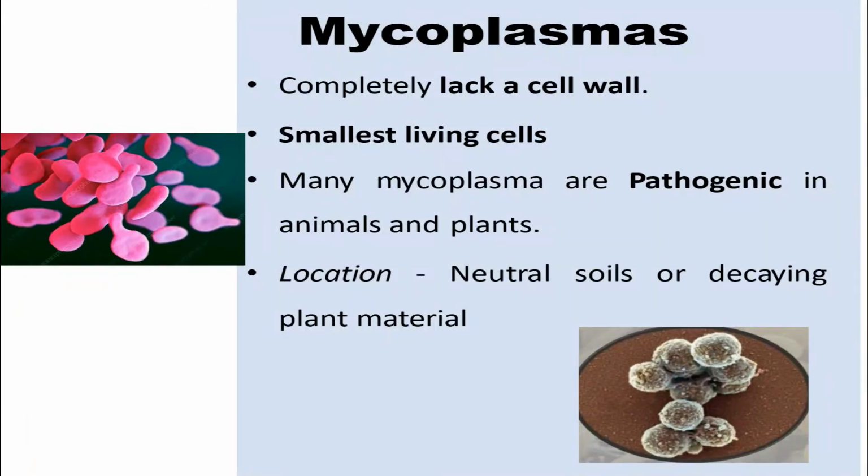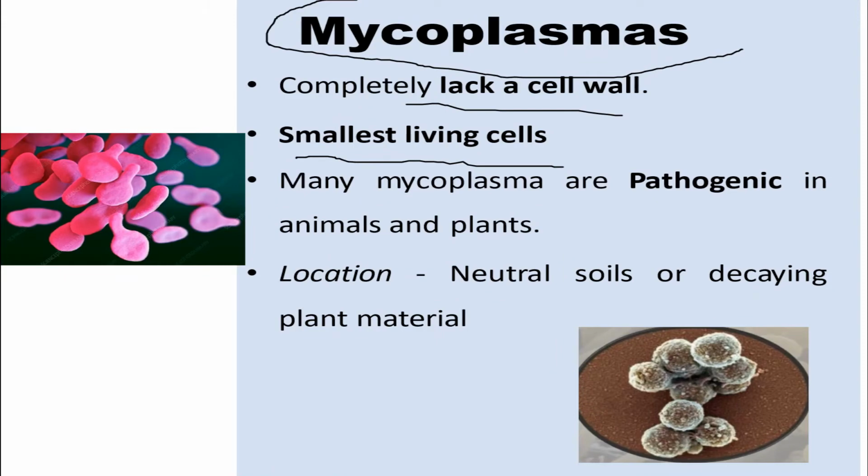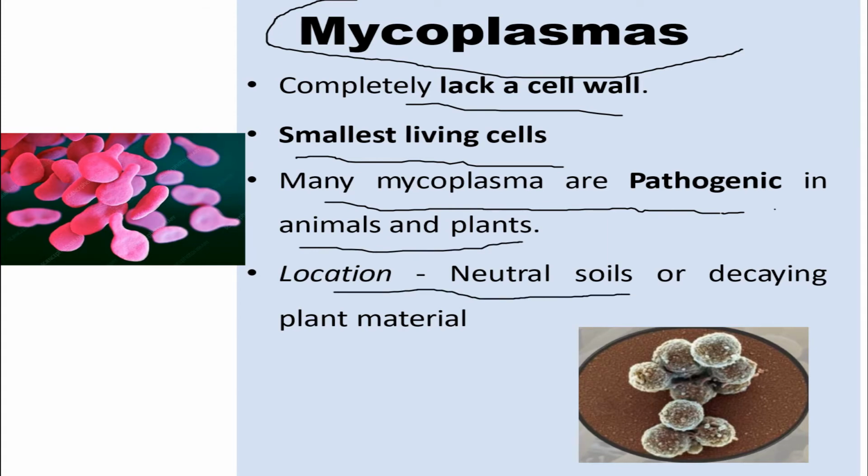Moving on with this, we're talking about the mycoplasmas. So these completely lack a cell wall, so they do not have a cell wall, such as peptidoglycan. These are the smallest living cells. Alright, so these are the smallest living cells, and many mycoplasma are pathogenic in animals and plants. So these are pathogenic in nature. Also, their locations are neutral soils or decaying plant material. Right, so these are neutral soils and also decaying plant material.